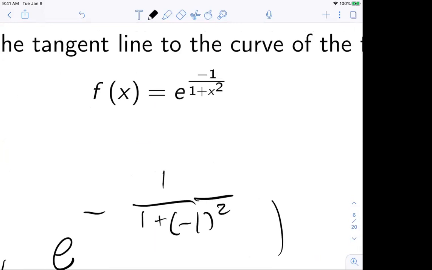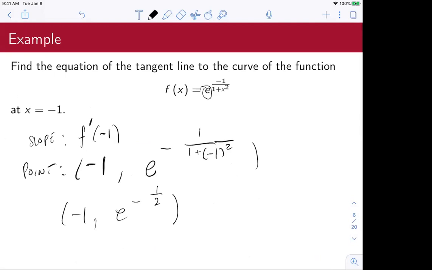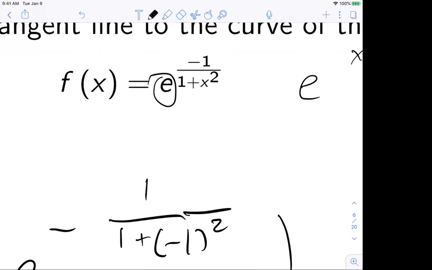Close. The e is actually going to be the outside function, because the outside function is going to be e to the x. The inside function, you always look at what's the first thing that you do to x. So the first thing I do is I square x, right? Then I add 1, then I take the negative reciprocal, and we can call all of that the inside function.